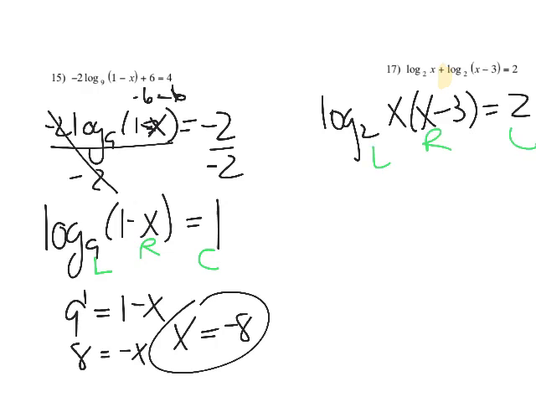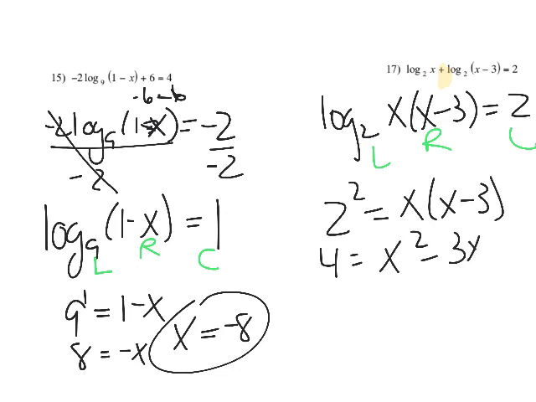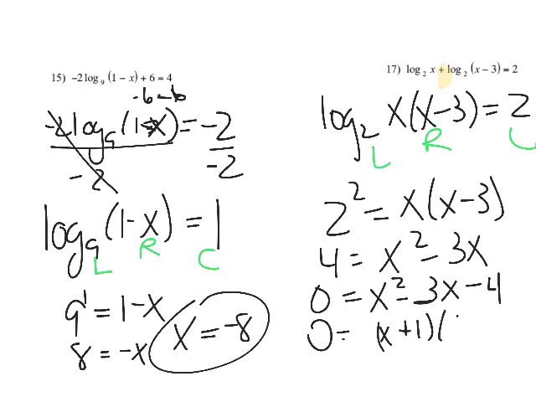And so what you've got is 2 squared equals x times x minus 3. So 4 equals x squared minus 3x. I'm going to subtract 4 from both sides. So 0 equals x squared minus 3x minus 4. I would factor that into 0 equals x plus 1 and x minus 4. From that, I'd set both of those equal to 0, and I get x equals a negative 1 and x equals a positive 4.